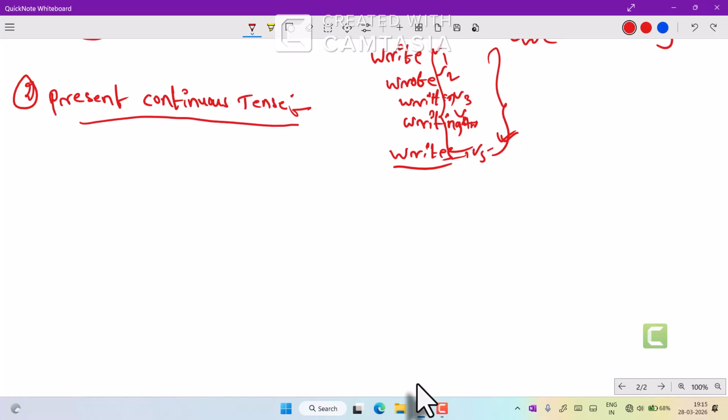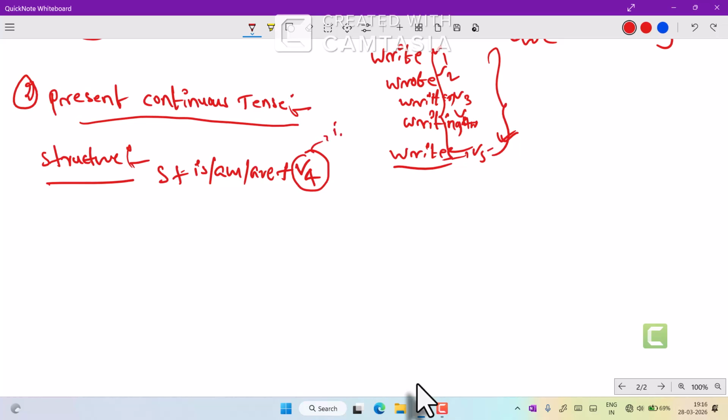Now first, the structure. Okay, what is our rule? Structure of a sentence: subject plus is, am, are, plus V4. I am directly using V4; I am not going to write the ing form again, V1 plus ing, hoping that you understand this. V4 plus object. Now this is the active voice structure.